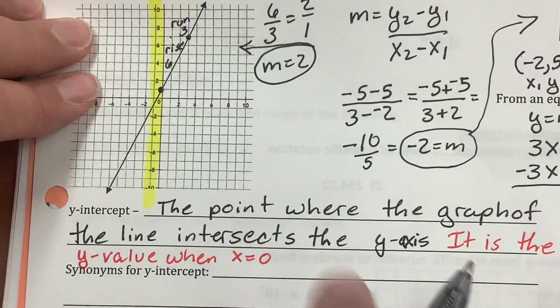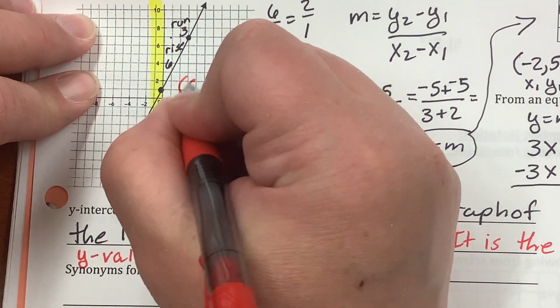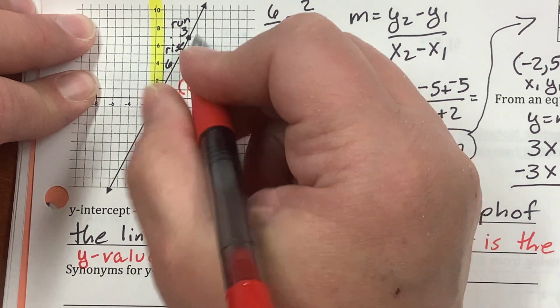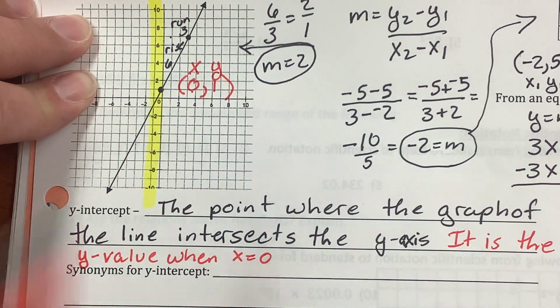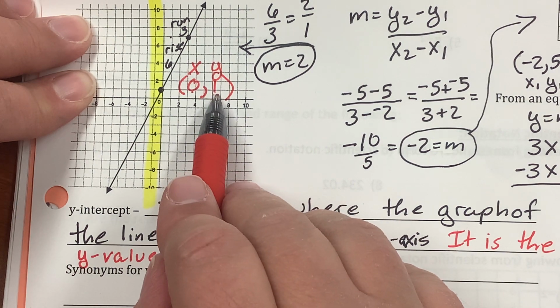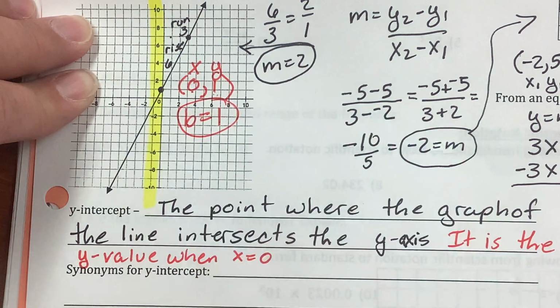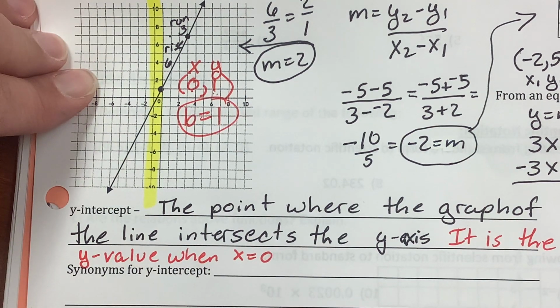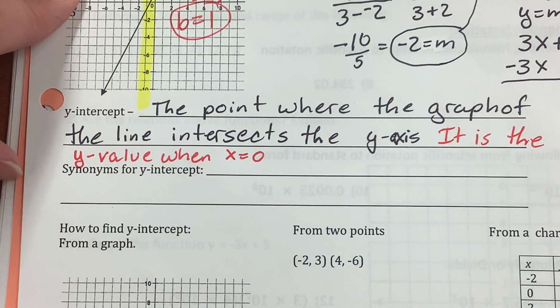So right here on this one, I have the point 0, 1. This is the x is 0, the y is 1. The y value when x equals 0, b equals 1. That's how my brain works. That's how I'm going to teach it. Just go with it. Synonyms for y-intercept.